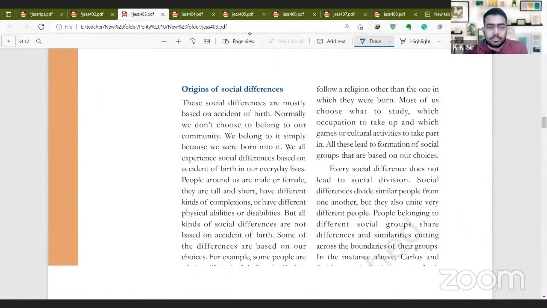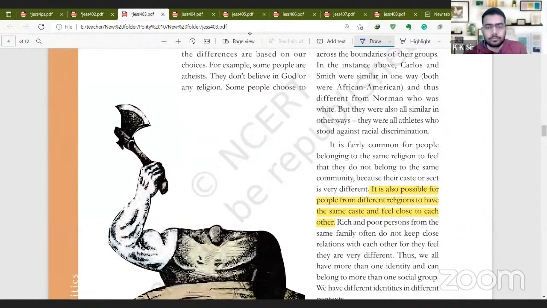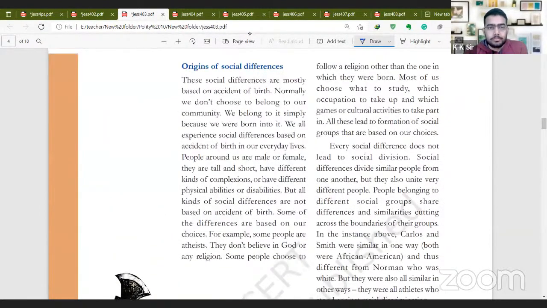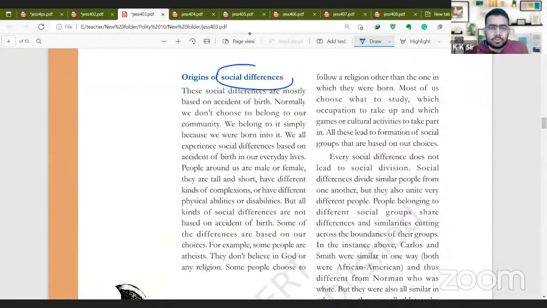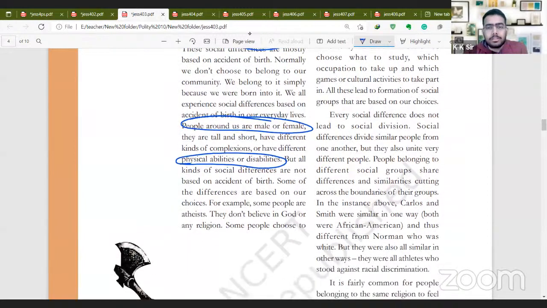Differences, similarities, and division. Now we know that there are similar social differences. See, social differences are very common to have, right? People have different physical abilities and disabilities. People will have different colors, race. So, social difference is something which cannot be eliminated. But social differences should not lead to social division.